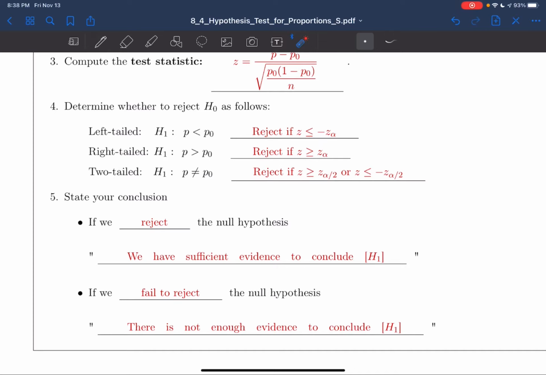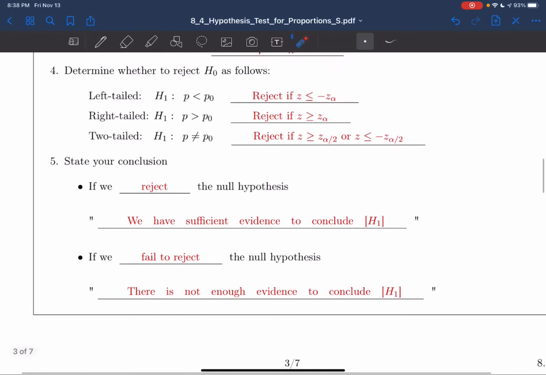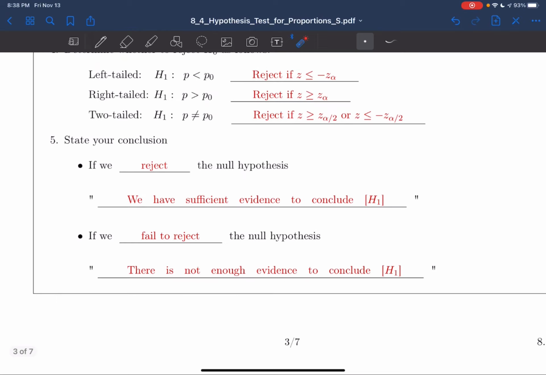And again, these are just your critical values. If we're working with a two-tail test, then we reject our null hypothesis if z is greater than or equal to z of alpha over 2, or z is less than or equal to negative z of alpha over 2. And again, all these values are just your critical values. Then finally, and this is probably the most important step, we have to state our conclusion. Do we reject our null hypothesis, or do we fail to reject our null hypothesis? Depending on which one, your conclusion might be a little bit different.